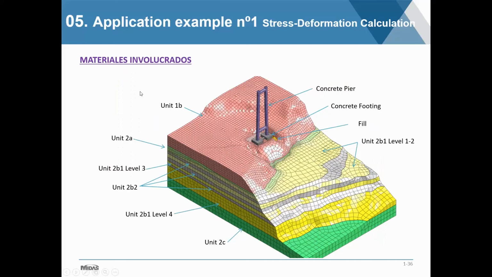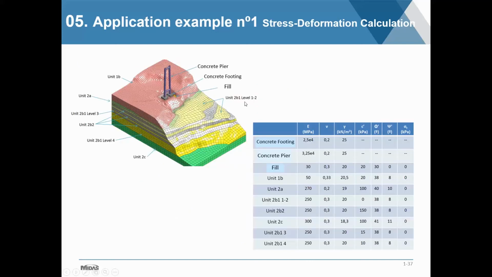Here's a little more detail once the model has reached its final stage of construction. So there's the pier, the concrete pier, there's some footing, there's actually a fill here. We will go through this construction process of excavating and then installing the fill and then the pier. And then we see here the designation of all the other materials, the names we've given them. And more importantly, in this table, we see the information about the material properties assigned to each of the materials.